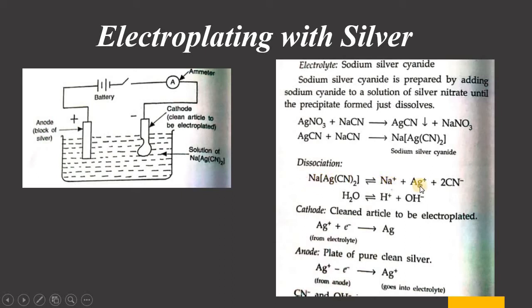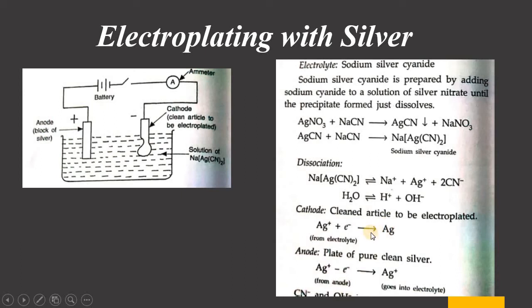So the dissociation is now taking place for sodium argentocyanide: sodium plus, silver plus, and cyanide minus, 2 cyanide ions you are getting. Water is dissociated into hydrogen and hydroxyl. Now the article is the cathode. So there is the cleaned article. Silver is accepting electrons and is deposited on the cathode.